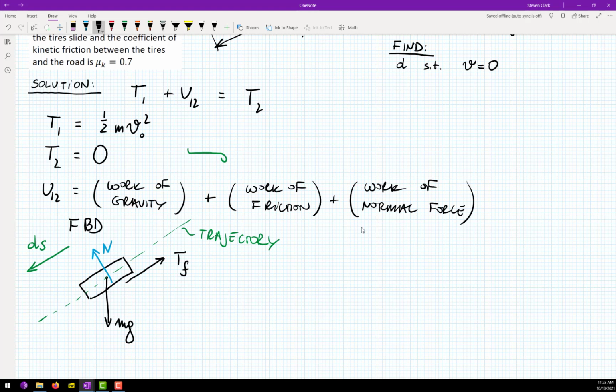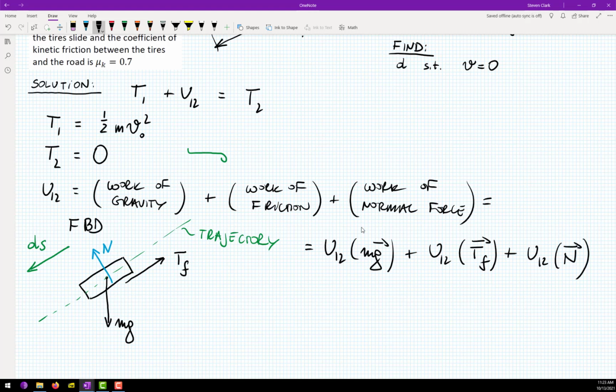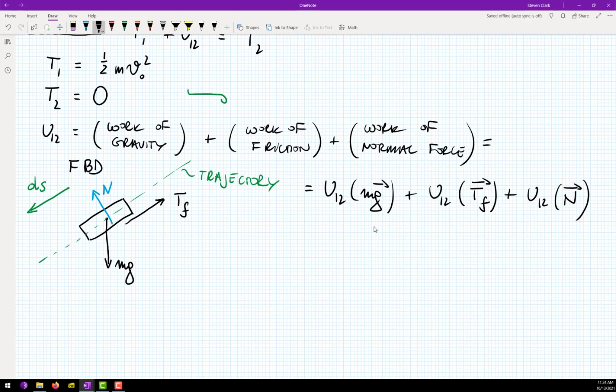Okay, this is not mathematical formalism, yes? Let's put it in more mathematical formalism. So it will be U12 of mg plus U12 of TF plus U12 of normal force, yes? And let's maybe even put it in more mathematical formalism. So U12 is equal to the integral from, let's say, A to B.